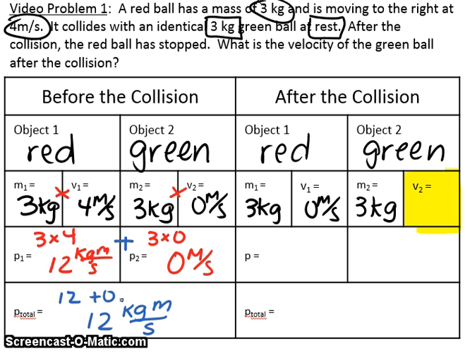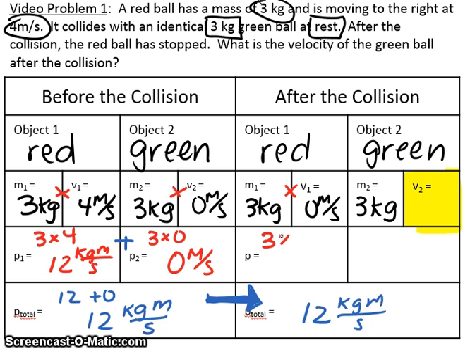before the collision. The law says that the total before and after has to be the same. So I'm just going to carry that momentum over. So the after is 12 kilogram meters per second as well. Now this is where it starts to get a little different. After the collision, we have 2 separate objects. They're not stuck together. So each object has its own momentum after the collision. So red's momentum after the collision is 3 times 0, which gives me 0 kilogram meters per second.